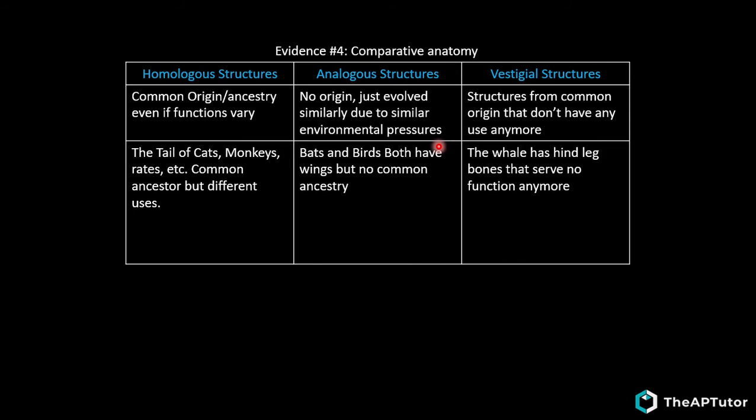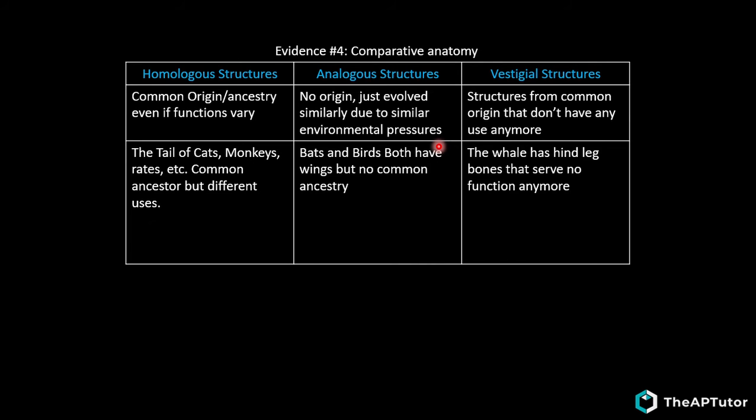Okay, and evidence number 4 is comparative anatomy. So we find homologous structures, analogous structures, and vestigial structures within animals, and we know that they came from each other, or they evolved over time. Homologous structures have a common origin or ancestry, even if the function varies.